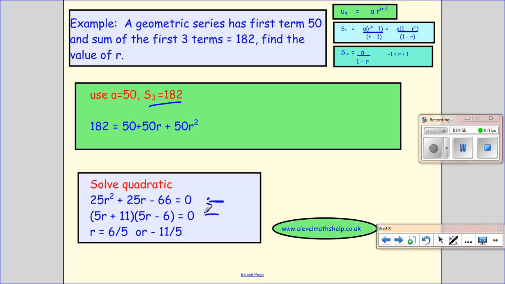You can factorize it into 2 brackets, hopefully. So if we look at this, 5 times 5 is 25, 11 times minus 6 is minus 66, 5 times minus 6 gives you minus 30, plus 11 times 5 gives you plus 55, plus 55 minus 30 gives you the plus 25. And you can always use the quadratic formula if you're not very good at doing that. So this gives you these 2 answers, r equals 6/5 or r equals 11/5.